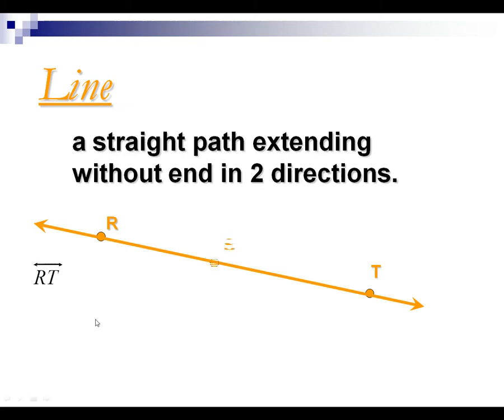So that's line RT. If there's a dot in the middle for S, there's lots of different ways you could label this line. This could be line ST because it goes forever in both ways through both points. Or you could have line RS, line SR, line TR. There's lots of different ways you could write it. Just make sure you remember to put the arrows on both sides.